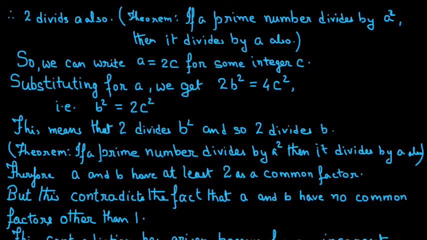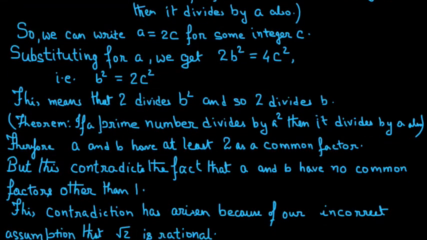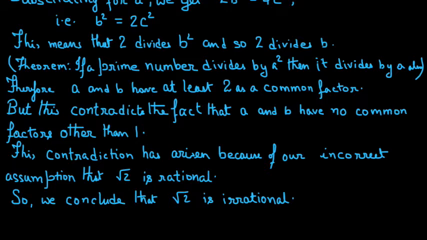By the theorem, if a prime number divides a square, then it divides a also. Therefore, a and b have at least 2 as a common factor. But this contradicts the fact that a and b have no common factors other than 1. This contradiction has arisen because of our incorrect assumption that root 2 is rational. So we conclude that root 2 is irrational.